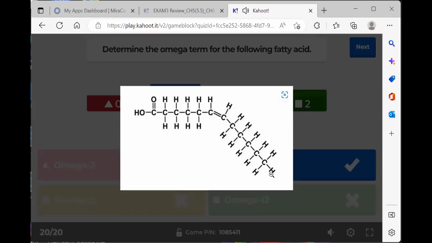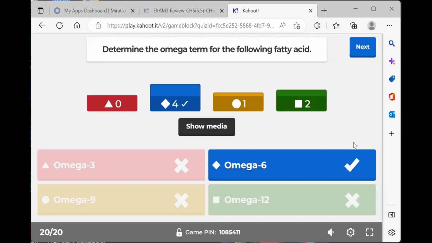Great. So here we have an unsaturated fatty acid. When we're trying to determine the omega term, it is going to be the first carbon in the carbon-carbon double bond when we start numbering from the CH3 end. So here we have carbon 1, carbon 2, 3, 4, 5. The sixth carbon is the first carbon in the carbon-carbon double bond. That's why this is an omega 6.